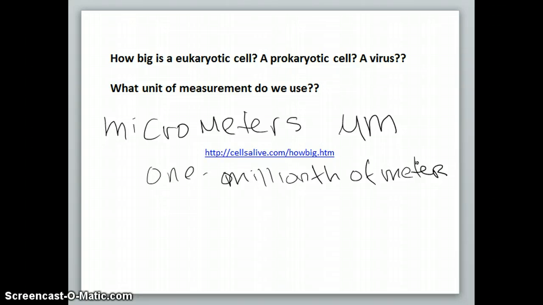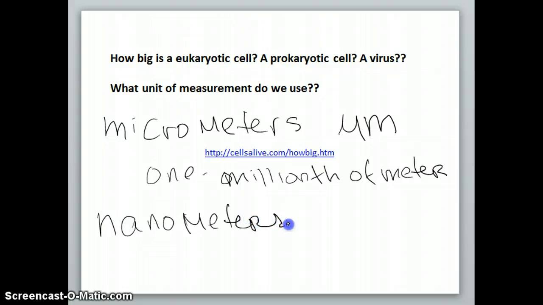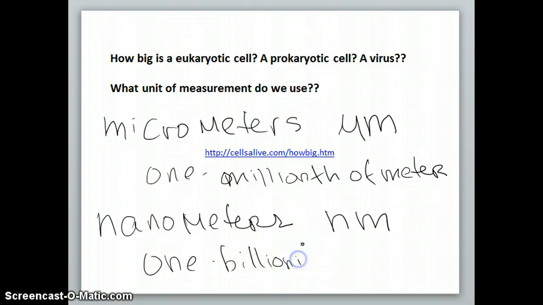Now when we go smaller, when we go into parts of cells and also some bacterial cells, we need to go smaller than micrometers. And now we're going to be talking about nanometers. Nanometers are very small. You abbreviate nanometers as nm. And here we're talking about one billionth of a meter.